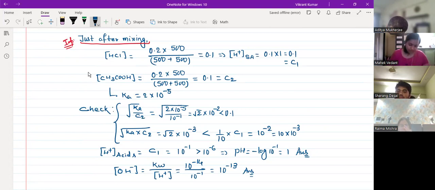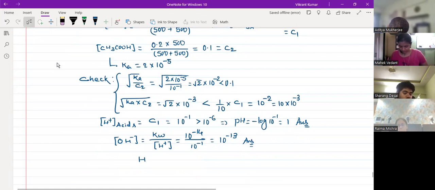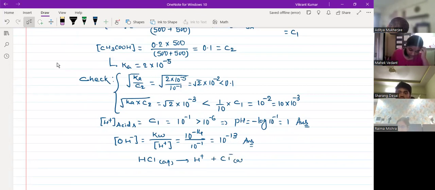Cl minus is coming from HCl, है ना, तो जितना H plus आ रहा है उतना ही Cl minus आ रहा है। HCl is a strong electrolyte, so ये जितना H plus देगा उतना ही Cl minus दे रहा है। In the final solution, if it is asking Cl minus, that will be 0.1 into 1, that is 0.1 itself.